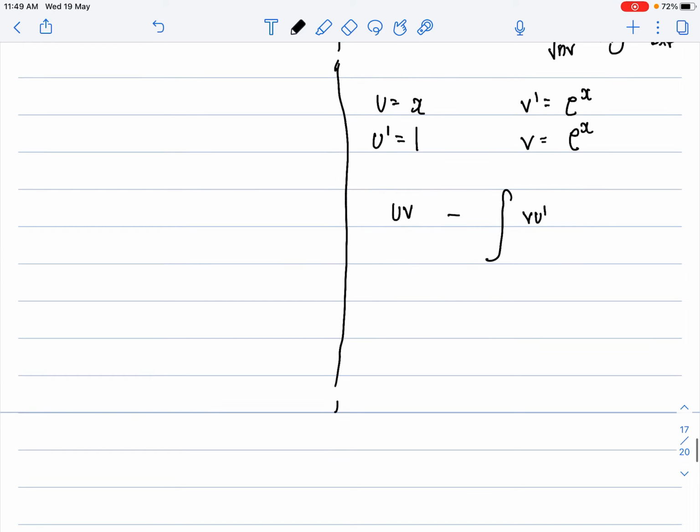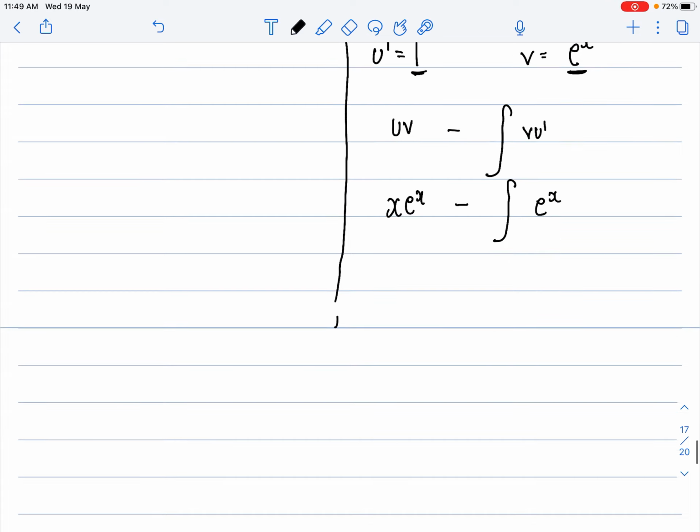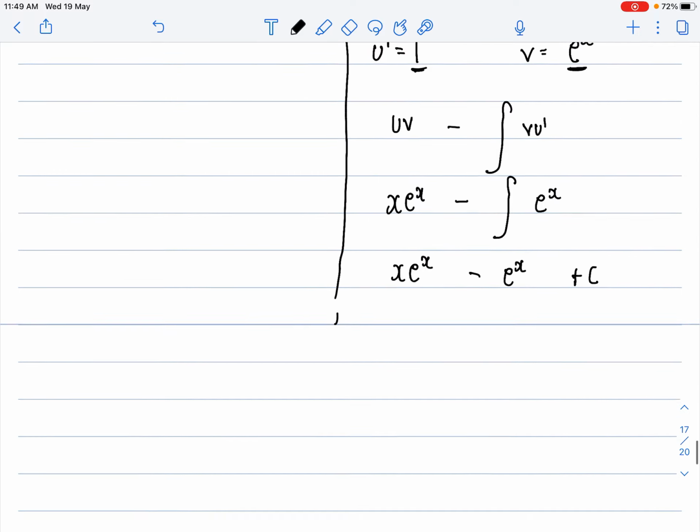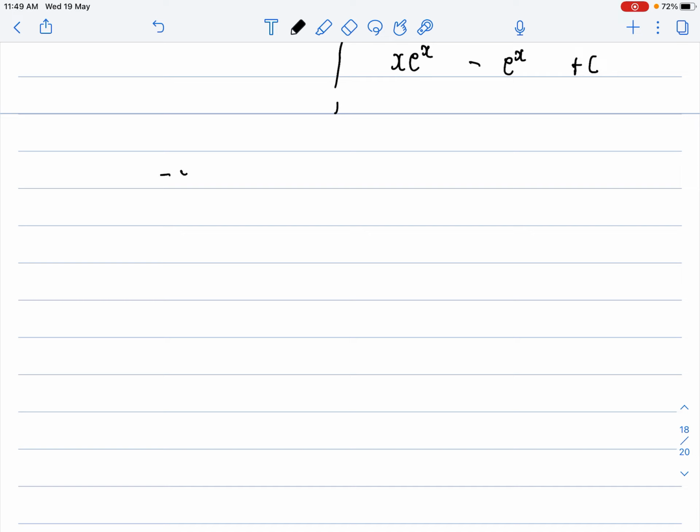So u into v is simply x into e raised to x. Okay, there are no limits obviously as it's indefinite integration. And now I have the integration of v u dash, which is e raised to x into 1. So I have e raised to x. So now I can write this as x into e raised to x minus e raised to x plus c, as there are no limits. So now writing everything together, I can write this as minus e raised to minus y equals x e raised to x minus e raised to x plus c.